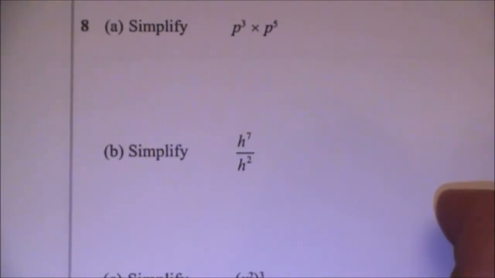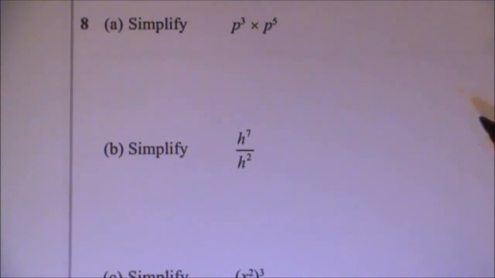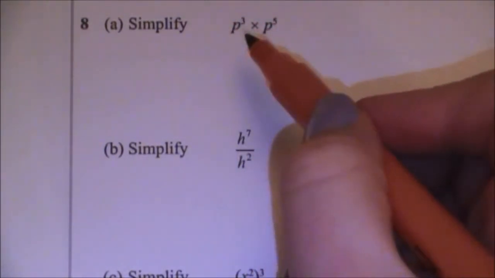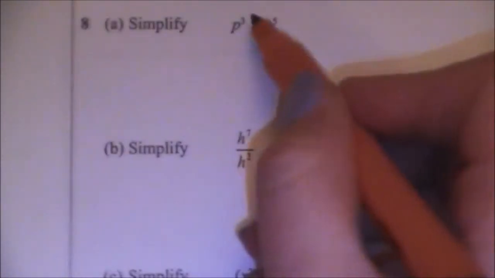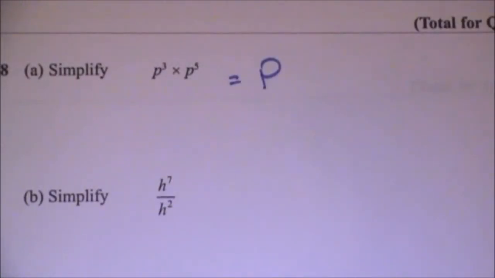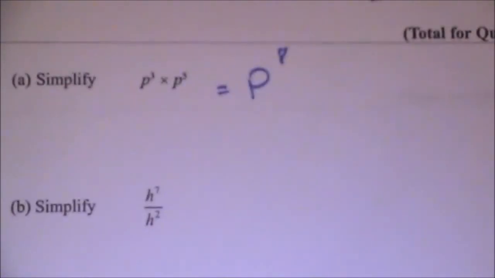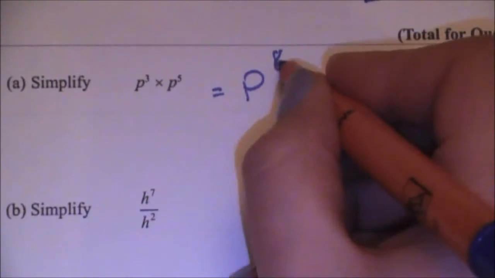Question 8 are your questions on index laws, and there's absolutely no excuse for getting these wrong now because they follow the same rules each time. We've got to simplify p to the power of 3 times p to the power of 5. Our number is the same, or our letter, which is p, and when you're multiplying you just add the indices, so it's p to the power of 8.